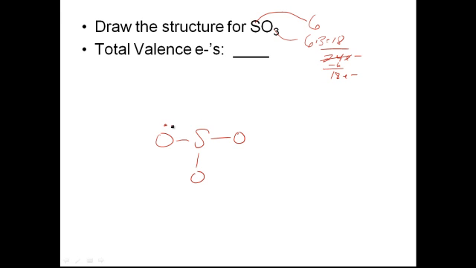Give your outer guys an octet. So put 6 here. That brings us down to 12. Put 6 here. That brings us down to 6. And then put 6 down here. That brings us to 0. So we've got no electrons left, and that's a problem because sulfur's not happy.